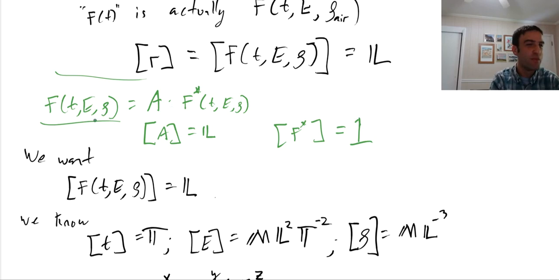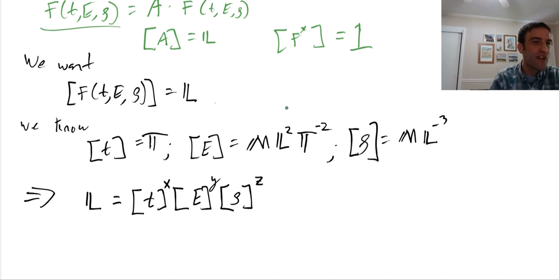So maybe we break the function up into something that has all of the dimensions in it, multiplied by something which is just a complicated number that, in principle, is very hard to compute. Okay? So we're trying to find this dimensional combination of all of the things that we know the function depends on that gives us the right overall dimensions.